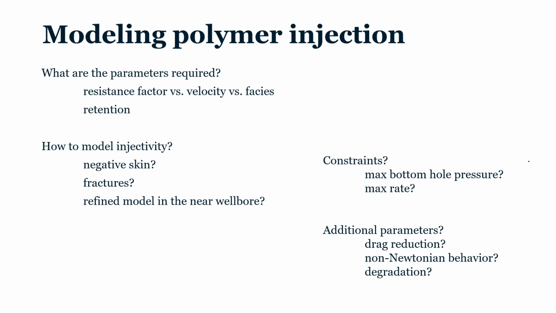What are the additional parameters which are not taken into account? Very often drag reduction is one. We mentioned that, which means that in the well, if you don't have a pressure gauge, you can't measure the exact bottom hole pressure. And so the simulator will start with the wrong pressure. So very often the pressure at the beginning of polymer injection, bottom hole, is lower than the injection pressure during water injection, just because of the drag reduction effect.